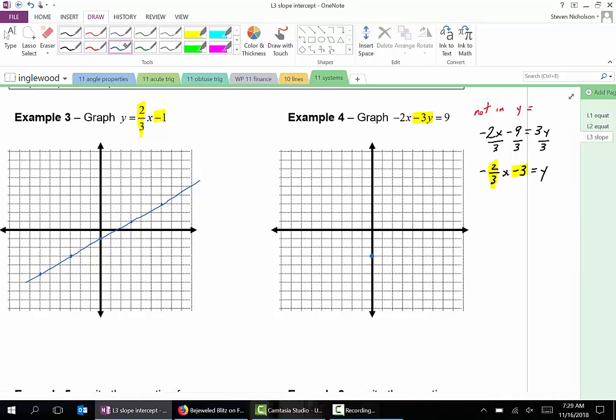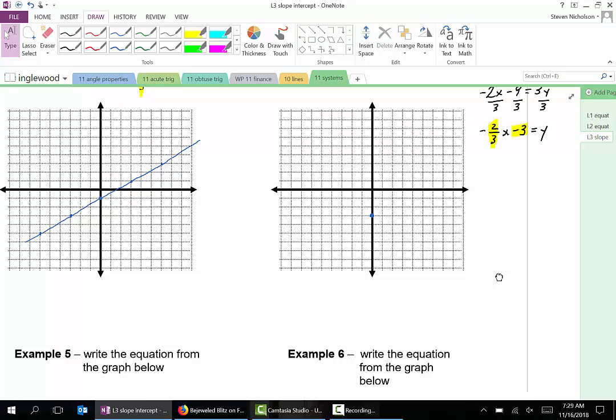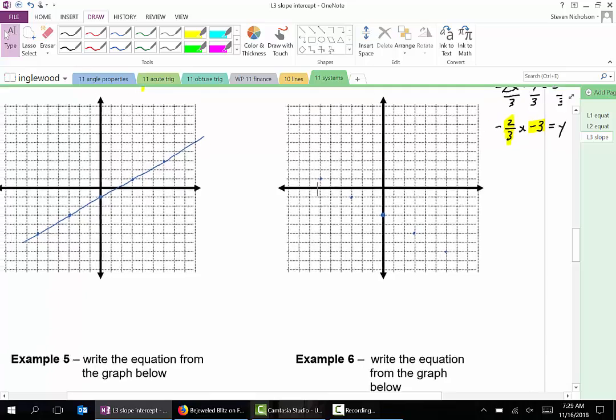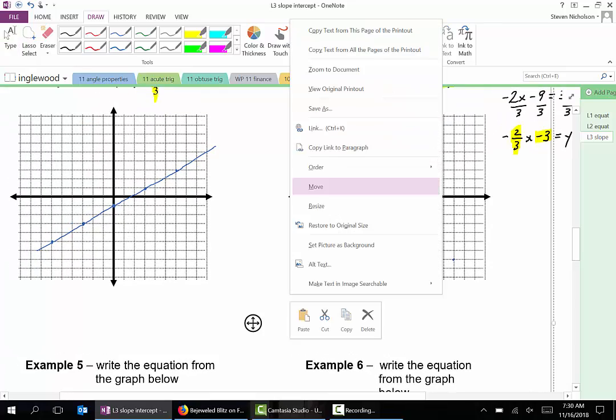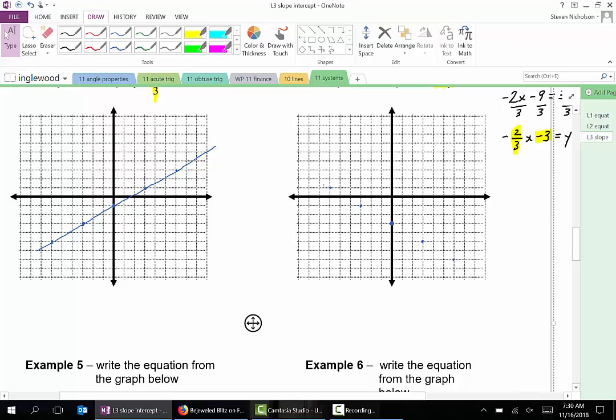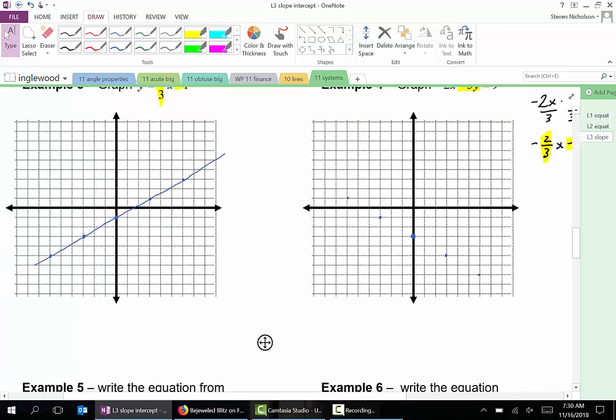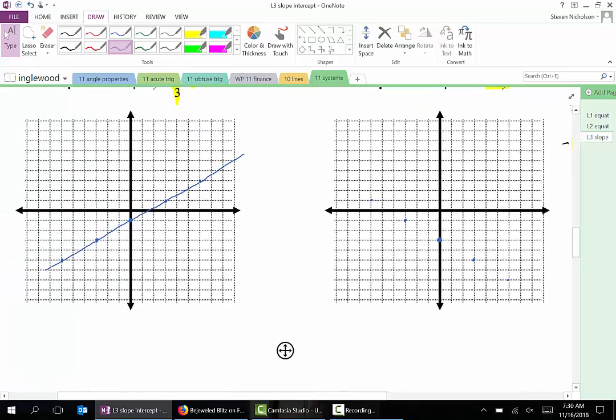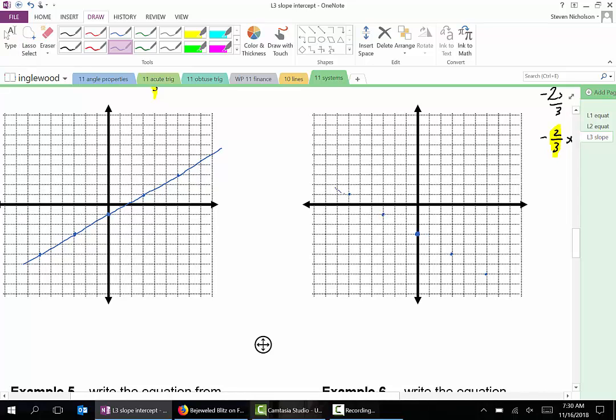I'm going to plot my y-intercept. I'm going to plot my slope. So -2/3. I'm going to use the negative to go down, the 3 to go right. Down 2/3. Or we could have gone up to left. So in this one right here, again, you're going to use a ruler. I'm going to try the best I can to connect those dots.